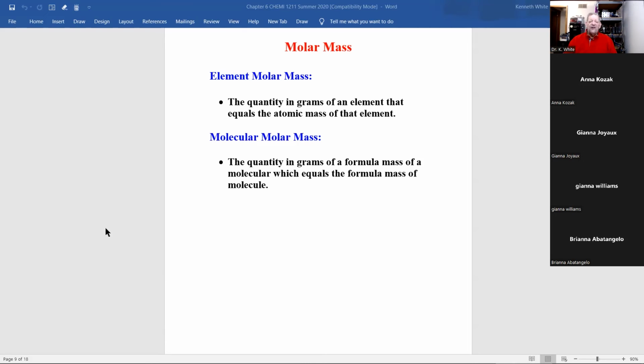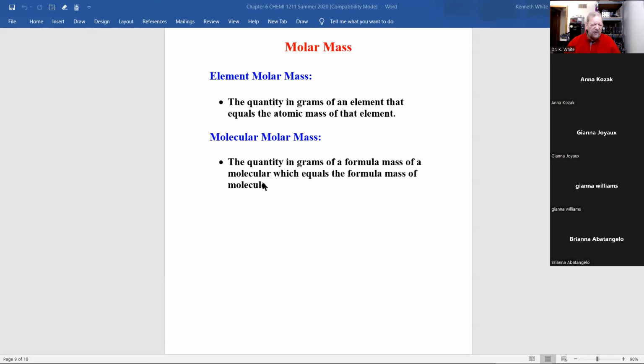But anyways, let's talk about molar mass. This is probably the most important concept I know in all of chemistry. It's up there in the very top. And what does that mean? The element molar mass, and I'll show you a better way to remember this, so your book has it, is the quantity in grams of an element that equals the atomic mass of that element.